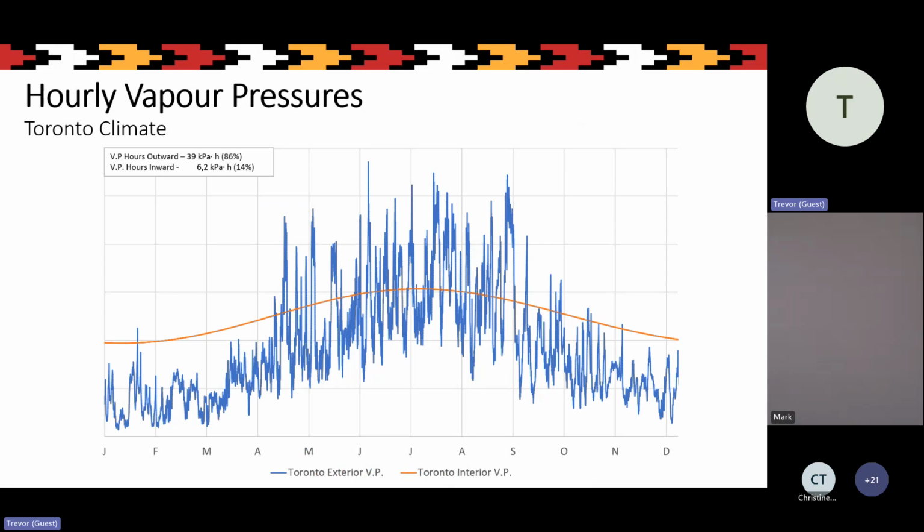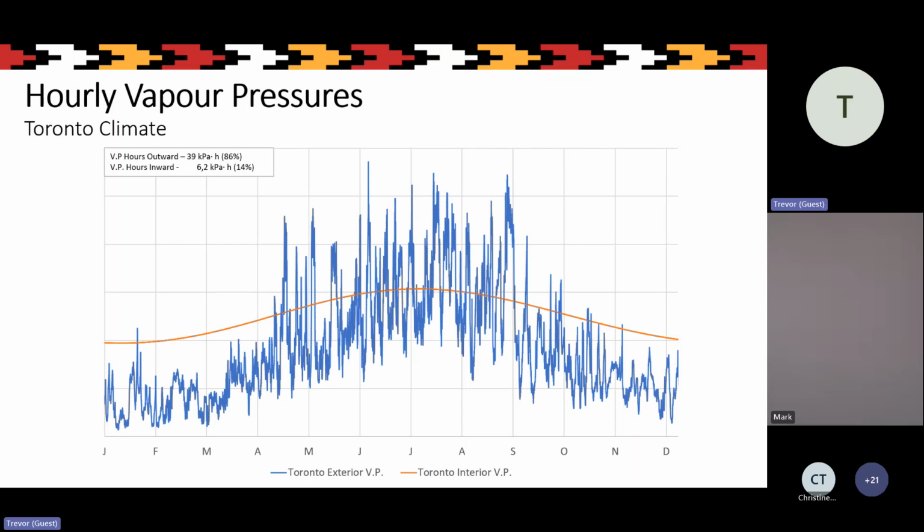So here's a graphic I put together of continuous hourly vapor pressures for Toronto. The blue is outdoor, exterior vapor pressure, and the red is a predicted interior vapor pressure. What we start to look at is how much of the year the exterior vapor pressure is below the interior and how much it is above. In this case, it's about 86% of the year that the vapor pressure is pushing from inside to outside, even in Toronto.